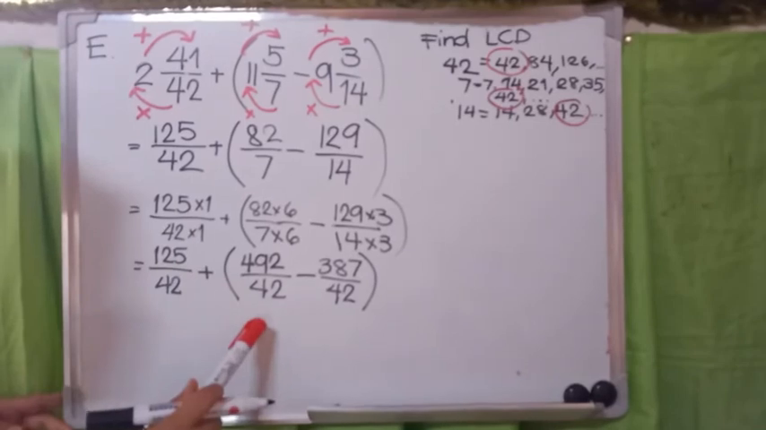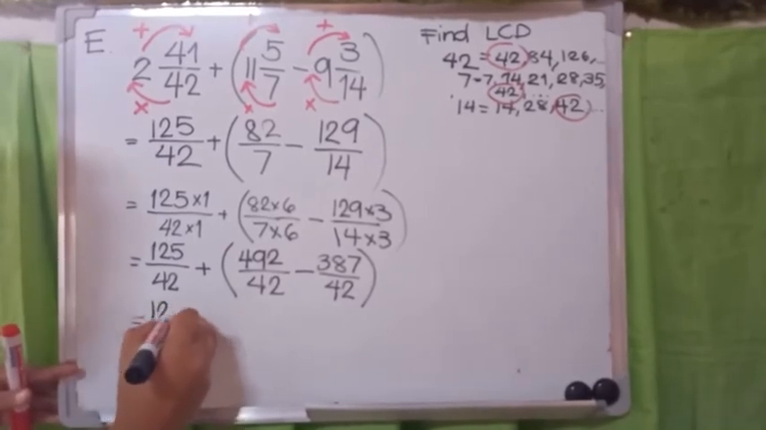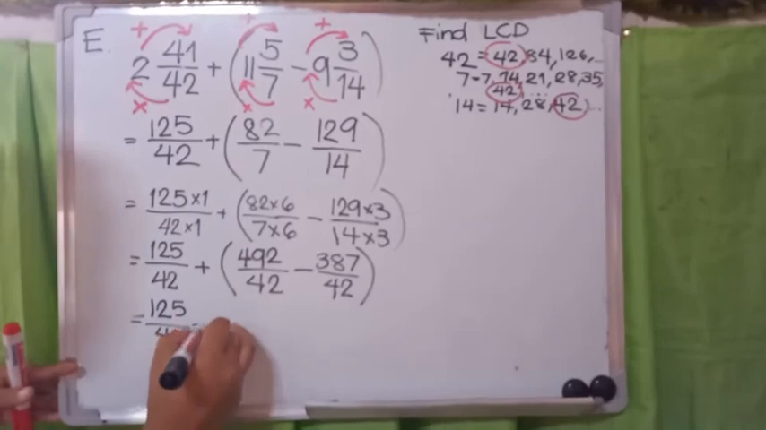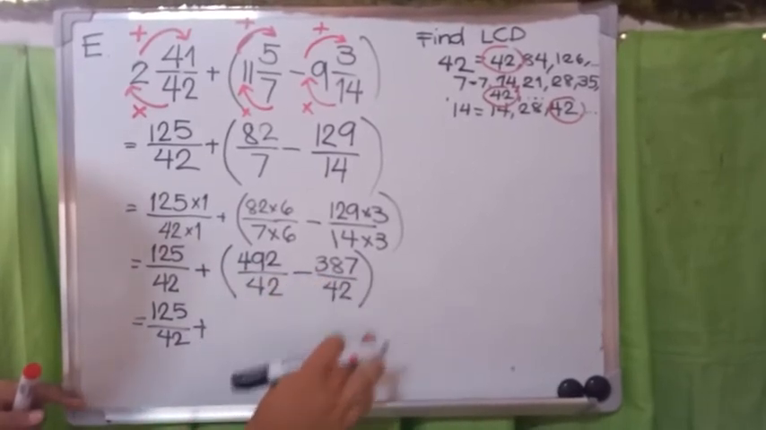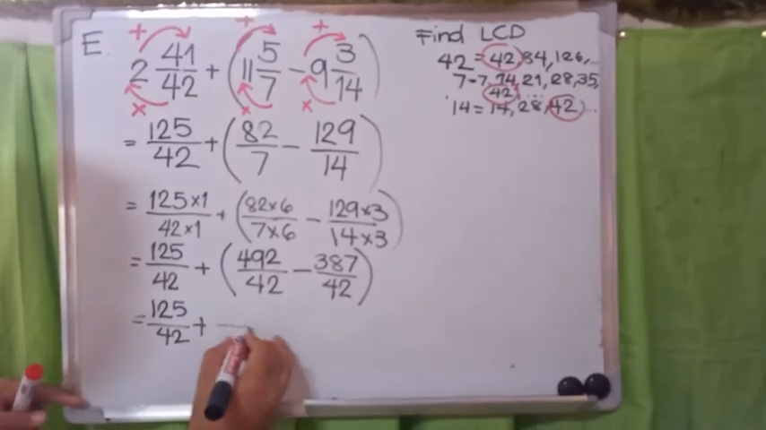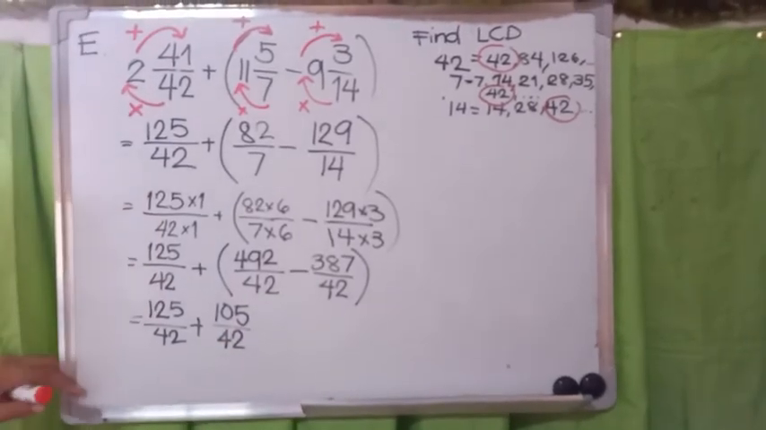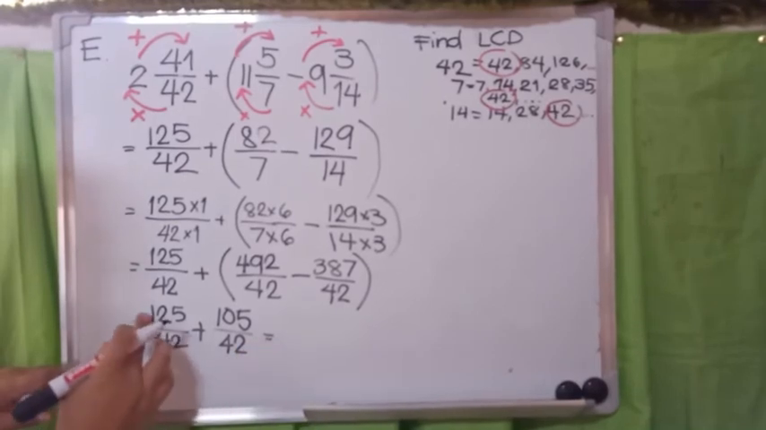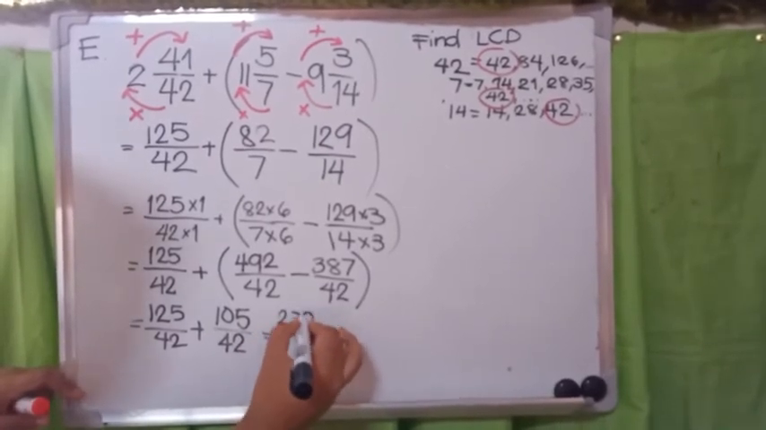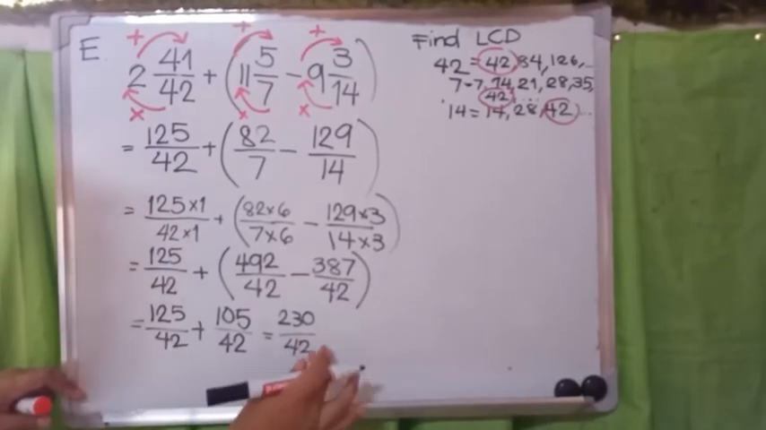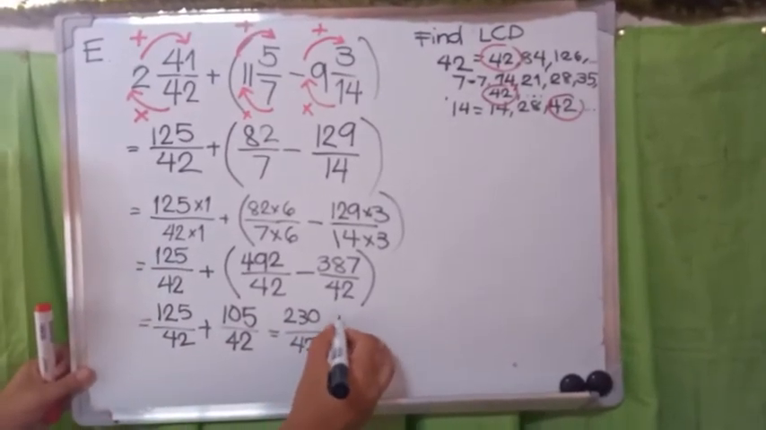Can we start at adding? No, we will start inside of our parentheses. So we will copy our 125 over 42 plus 492 minus 387 is equal to 105 over, copy your denominator, 42. Now we can have the answer by adding 125 plus 105 is equal to 230 over 42. Do we have a common factor of our numerator and denominator? Yes, we have. Divisible by 2.